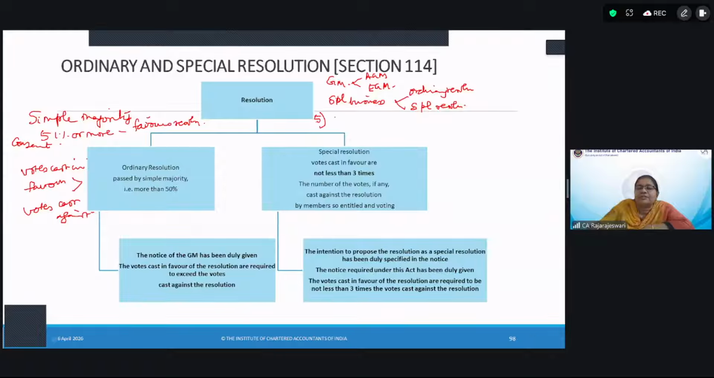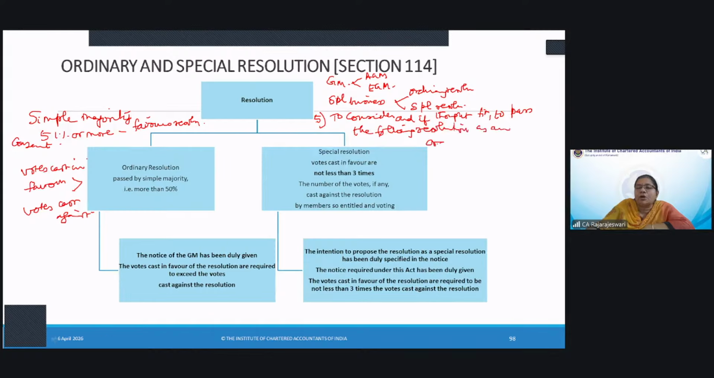Suppose the fifth agenda is this: to consider, and if thought fit, to pass the following resolution as an ordinary resolution. So I want to regularize the appointment of a director. The agenda is for regularization of appointment of a director.